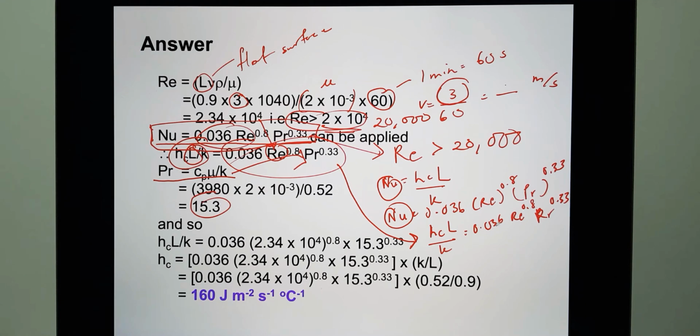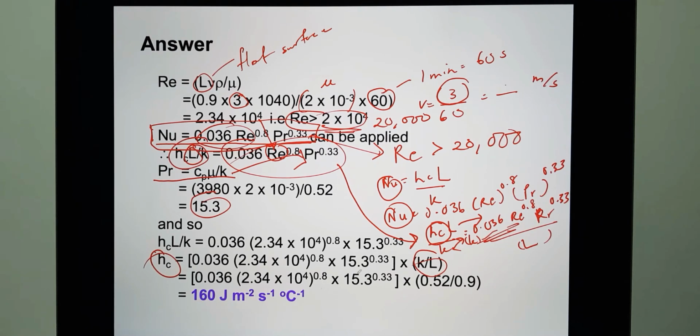From this problem statement, again we are looking for the hc. So L over K, just bring it over here. When you transfer to the other side, of course L will be at the bottom and K will be at the top. So just plug in all the values that have been given to you and times by K over L. You will get the value of 160 joule per meter square second degree Celsius.